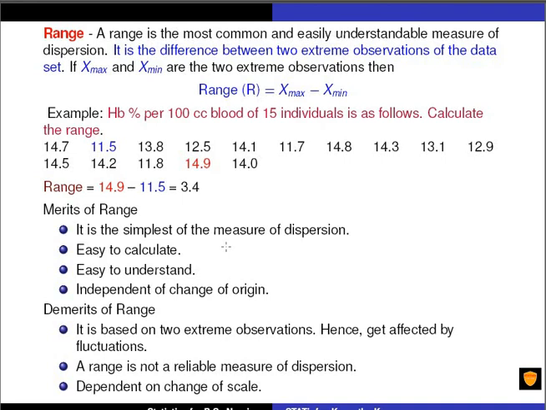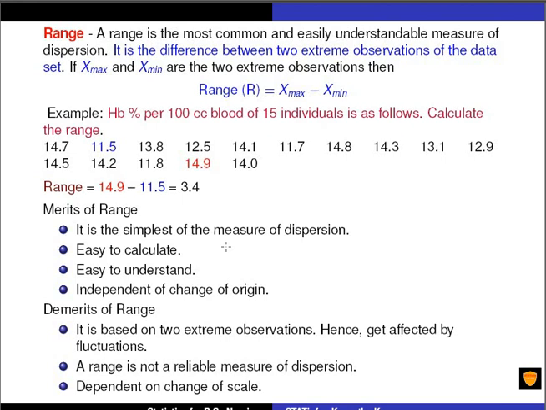Range is the most common and easily understandable measure of dispersion, and it is simply the difference between the two extreme observations of the data. So what do you mean by extreme? Extreme means the least value and the highest value. So it is the difference between the least value and the highest value which is present within the data.